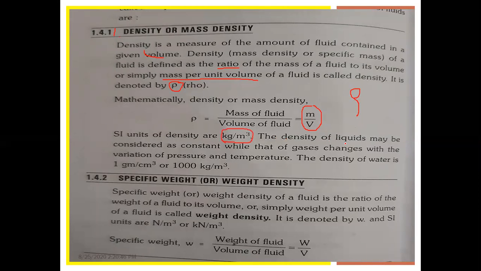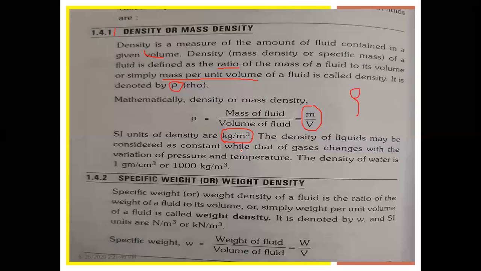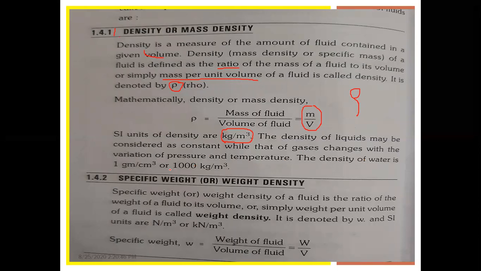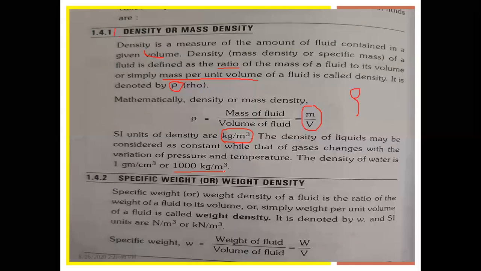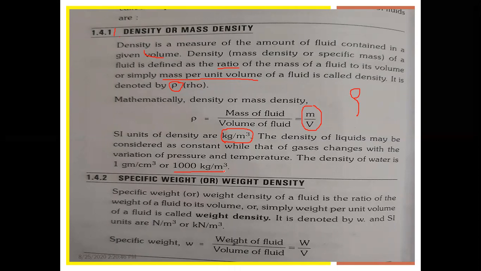Whereas the density of liquids may be considered as constant, while the gas changes with the variation. The density of water is 1000 kg per meter cube or 1 gram per centimeter cube. Okay, the SI units for the density is denoted by kg per meter cube. ఎందుకంటే మాస్ బై వాల్యూమ్. మాస్ ఎట్లా దేంతో డినోట్ చేస్తాము? kgs లో. వాల్యూమ్ దేంతో డినోట్ చేస్తాము? మీటర్ క్యూబ్. Right? So like this, mass per meter cube.